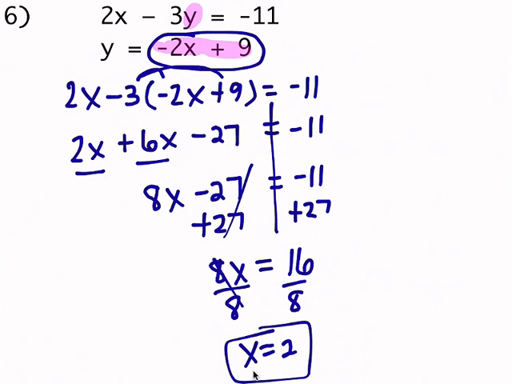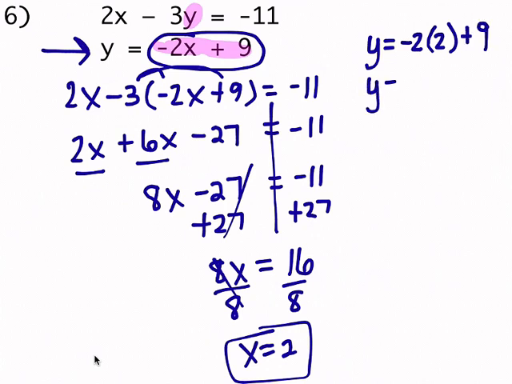So now that I have what x is equal to, I'm going to take out my x and replace it with 2. The easier equation to plug back into would be the second one, because y is already by itself. So y equals negative 2x plus 9. I'm just going to take out x and replace it with 2. So negative 2 times 2, plus 9.